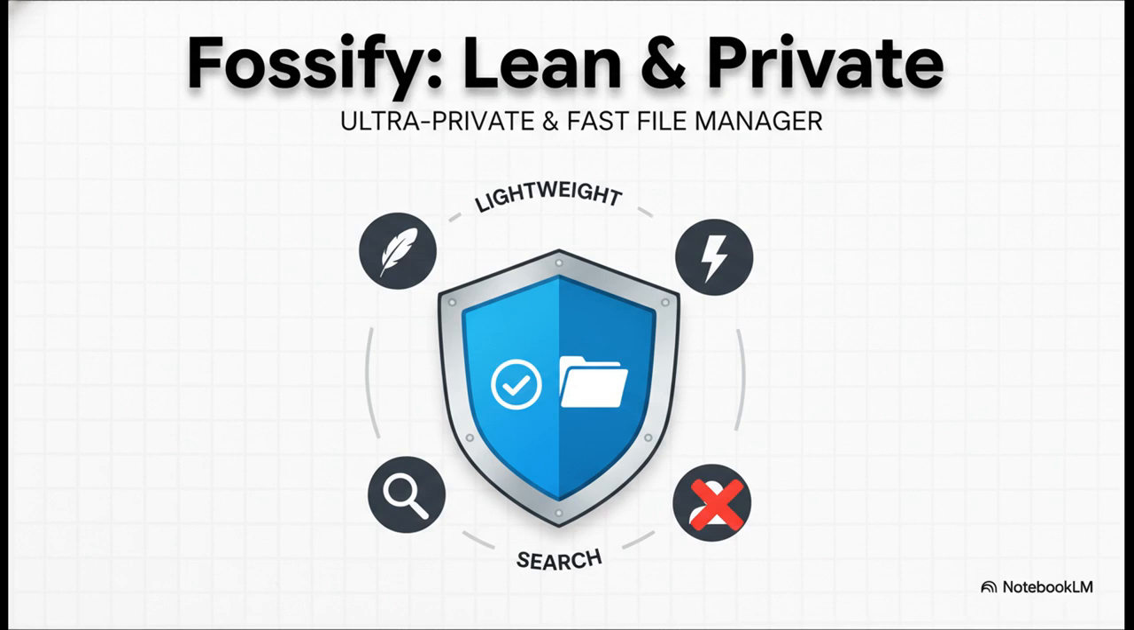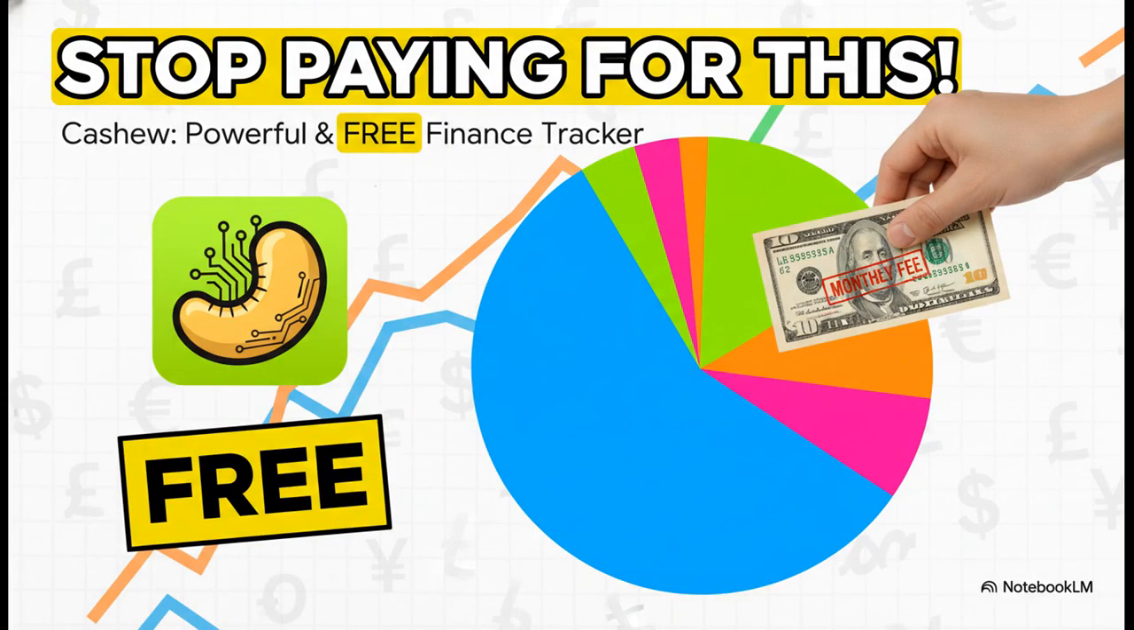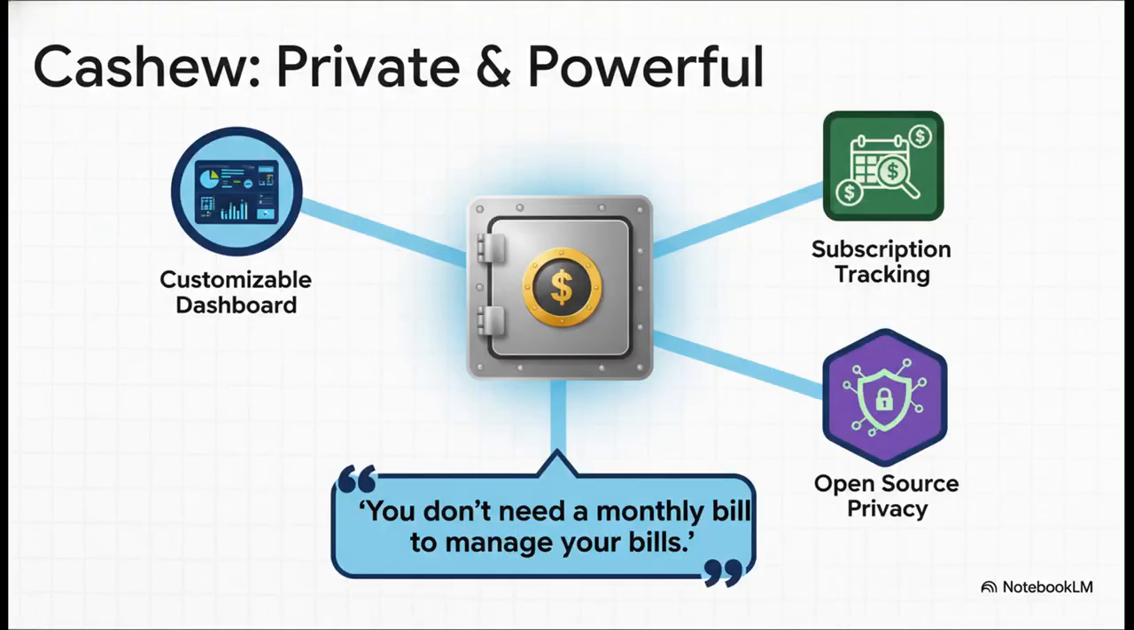It just works. How about paying $10 a month just to see a pie chart of your own spending? No thanks. Meet Cashew. It's a powerful, private, and totally free way to get a handle on your finances. Cashew is packed with all the features you'd expect, like subscription tracking and custom budgets. But the most critical part is that because it's open source, your sensitive financial data isn't being sold off to advertisers. As the author puts it, you don't need a monthly bill to manage your bills.